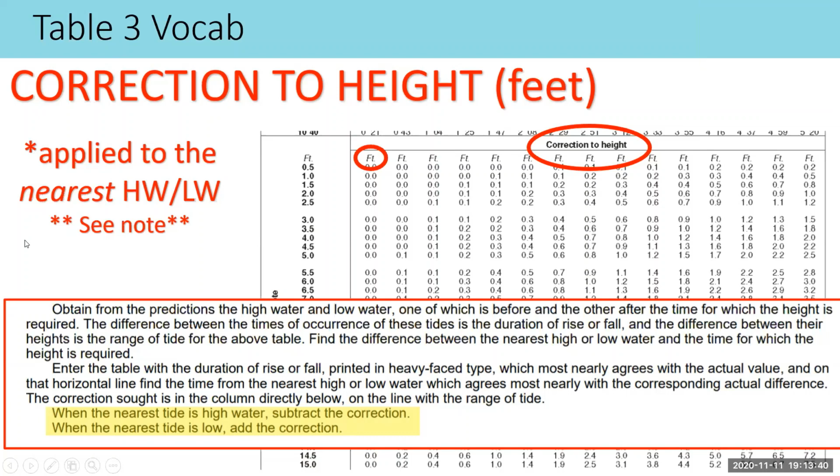Yeah, I have a question if you don't mind. It doesn't look like the columns here on the correction to tide height are in regular intervals. No, it is not a linear interpolation. That's why we have to use table 3. That's what I was wondering. Why is that?